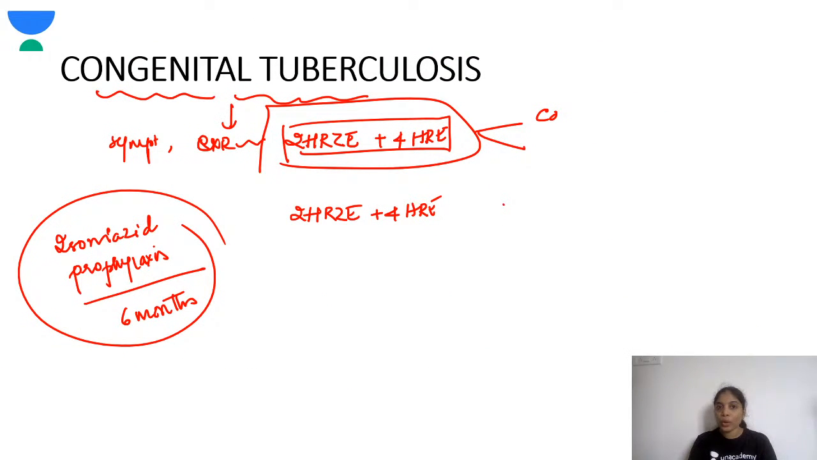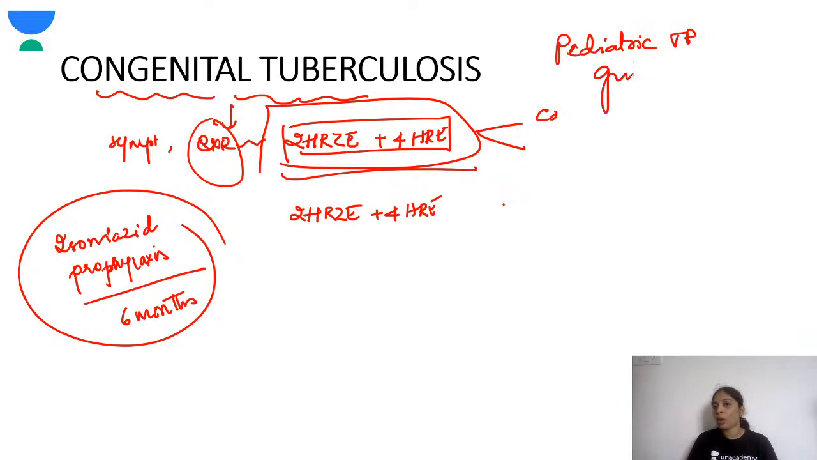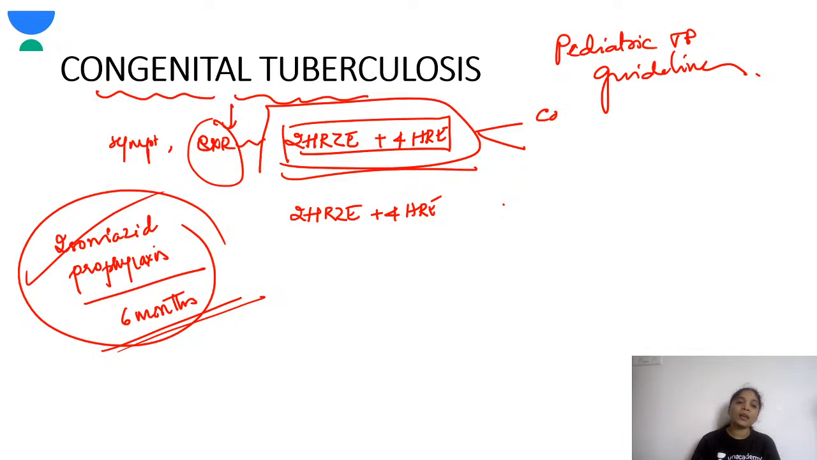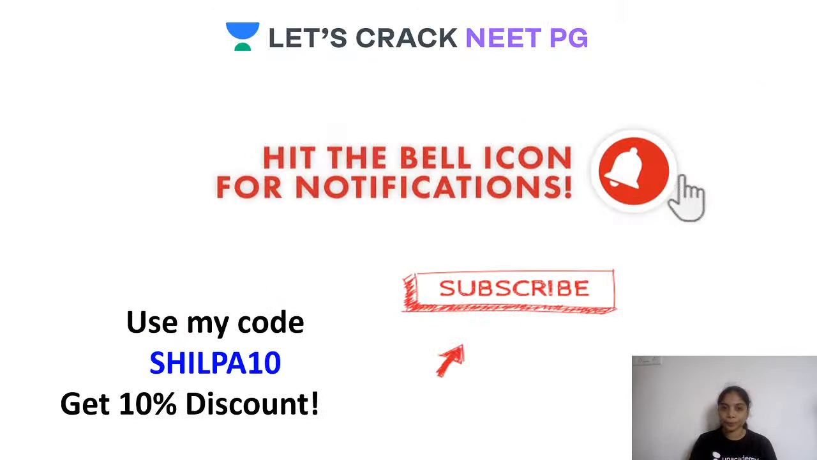Next, coming to congenital tuberculosis. If the child is positive for congenital tuberculosis, that is, there are chest X-ray findings, you start 2-HRZE plus 4-HRE. Read the recent pediatric guidelines for tuberculosis, there are a lot of changes. I told you yesterday in the class. Next, if the child has no features of tuberculosis and the chest X-ray is fine, you still start isoniazid prophylaxis for 6 months, so that the child does not get any infection later.